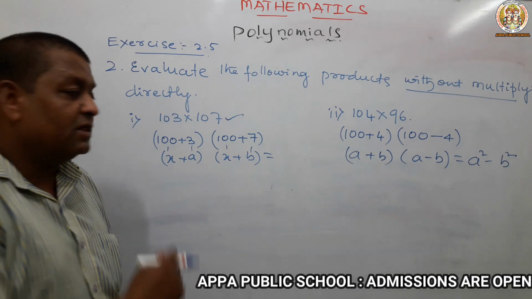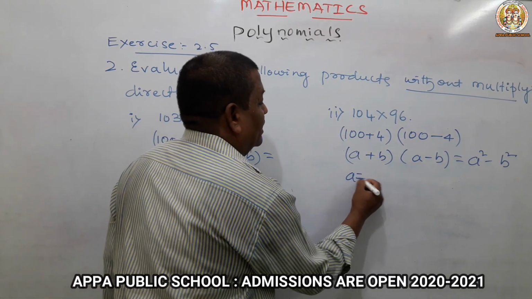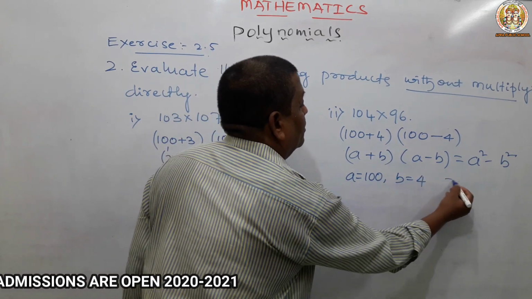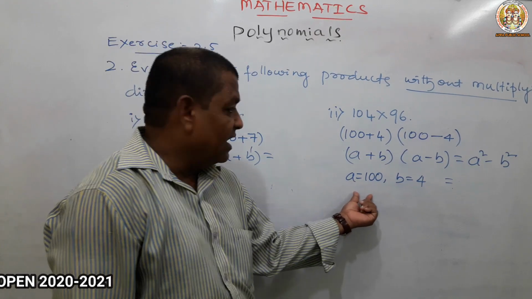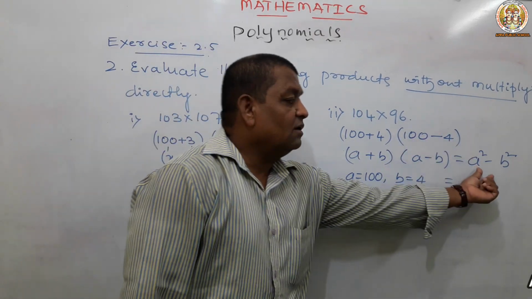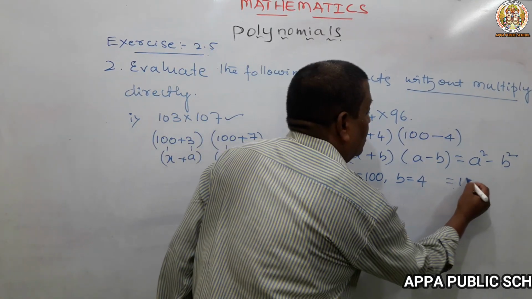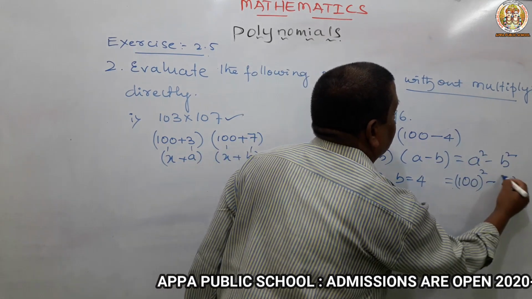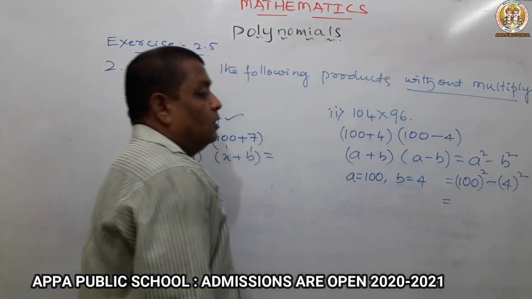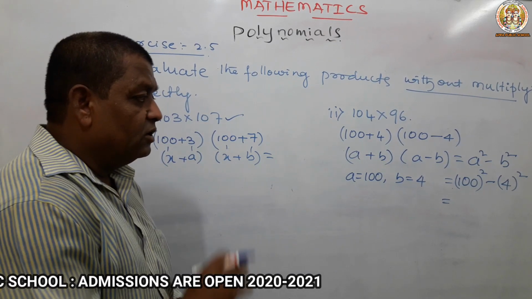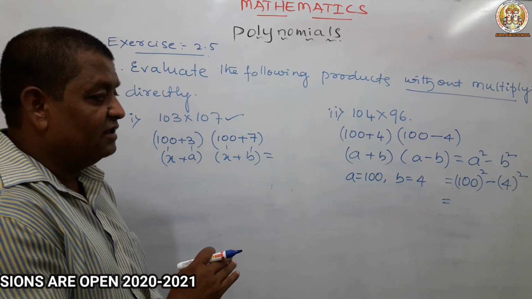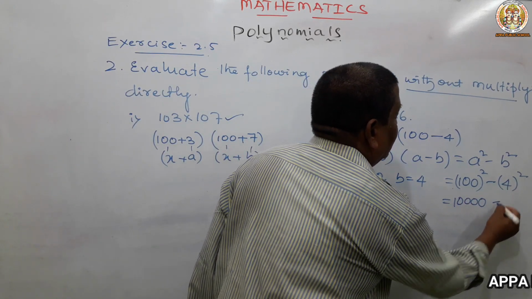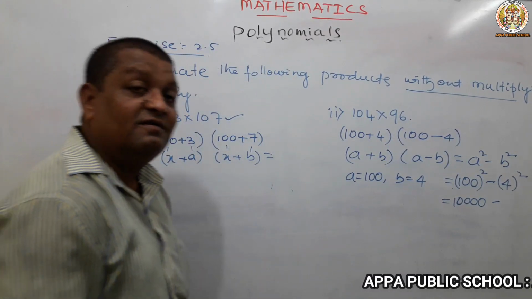As usual, go with the values. a is 100, b is 4. See, I took the values of a and b. What is next? Substitute in the formula. 100 square minus 4 square. 100 square, I already told, two zeros are there inside. 2 into 2, 4. So then you get 4 zeros, minus 4 square, 16.